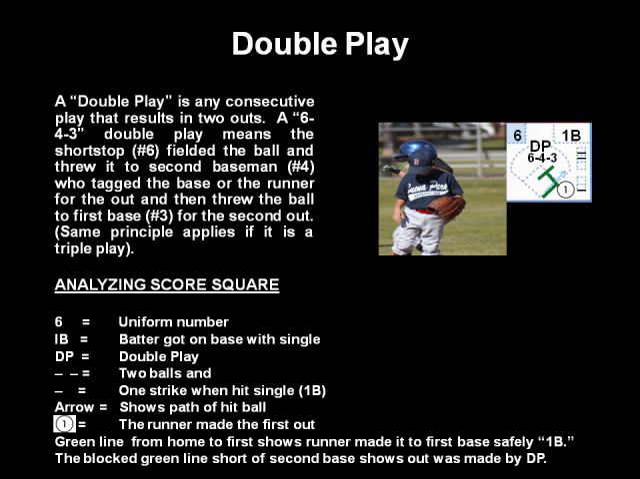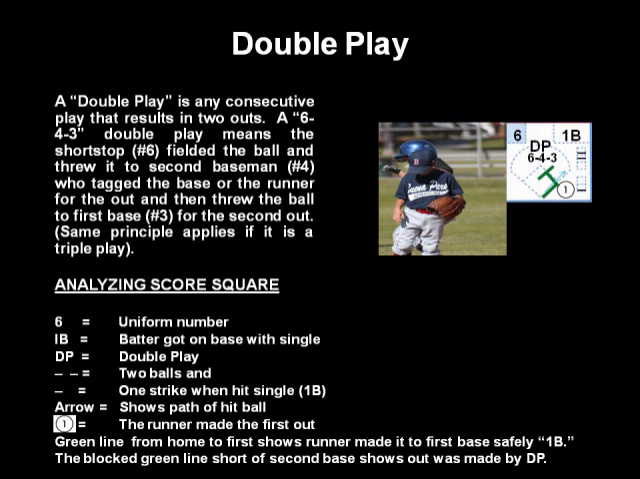Okay, the next one we're going to discuss is double play. A double play is any consecutive play that results in 2 outs. A 6-4-3 double play means the shortstop, fielding position number 6, fielded the ball and threw it to the second baseman, which is position number 4, who tagged the base or tagged the runner for the out, and then threw the ball to first base, which is fielding position number 3, for the second out. The same principle applies if it is a triple play.